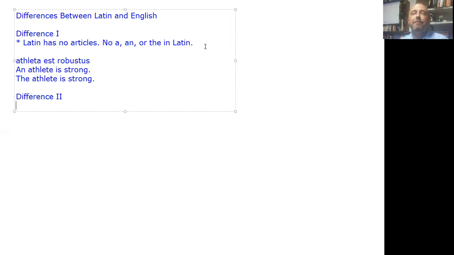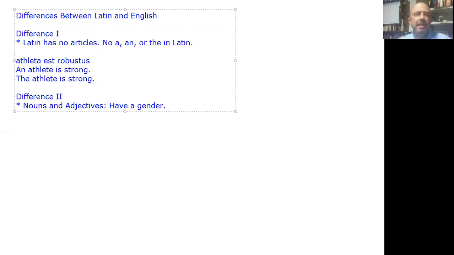Difference number 2. Latin is an inflected language. This means that nouns and adjectives in Latin have a gender. This is not true in English, most of the time at least. Some English nouns obviously have a gender, like the noun man would be masculine, right? But in many cases, that just doesn't work. And English adjectives don't really have genders, right?